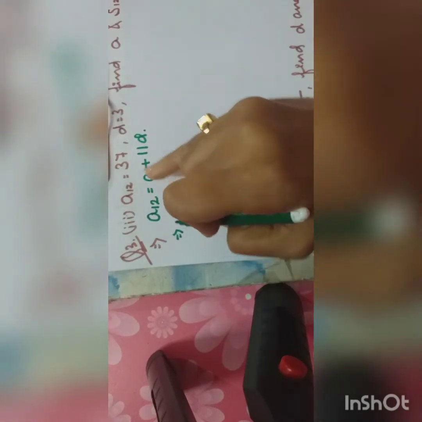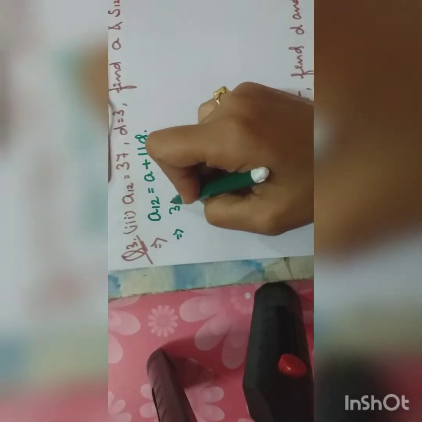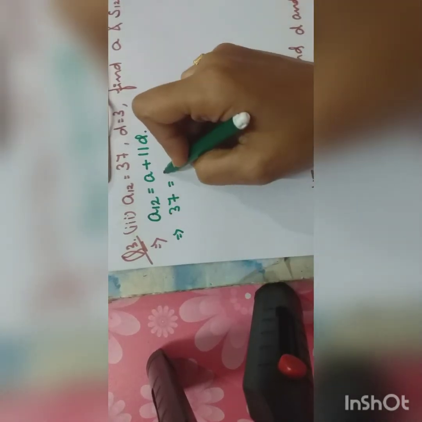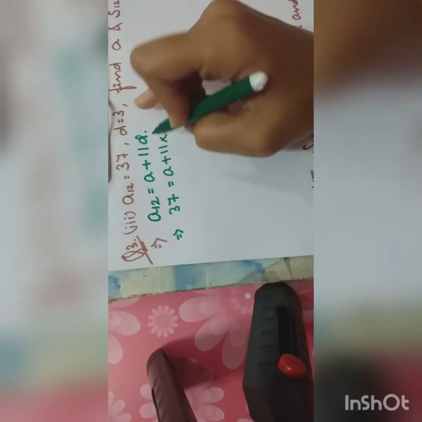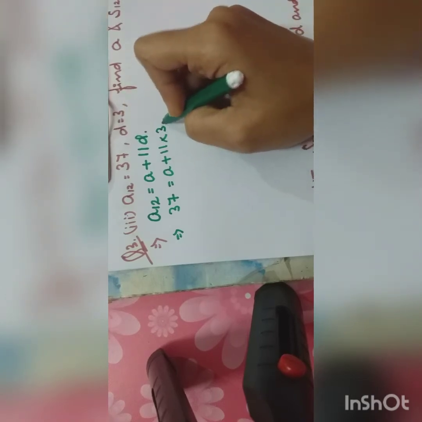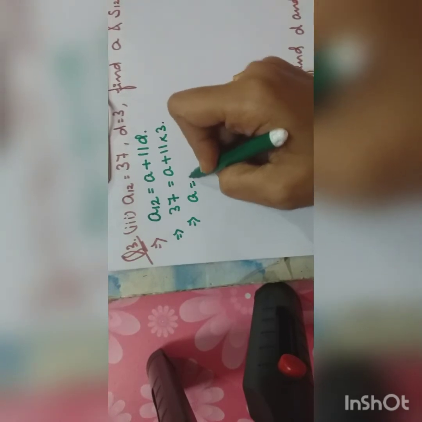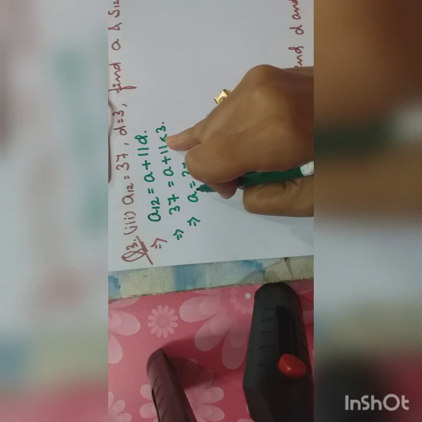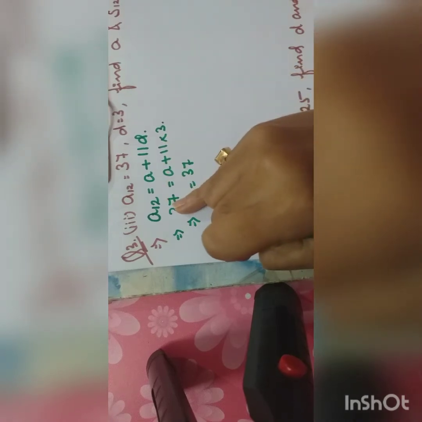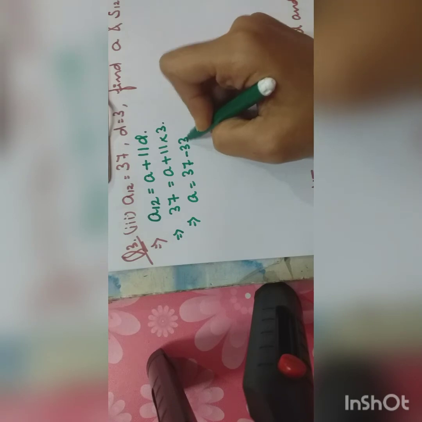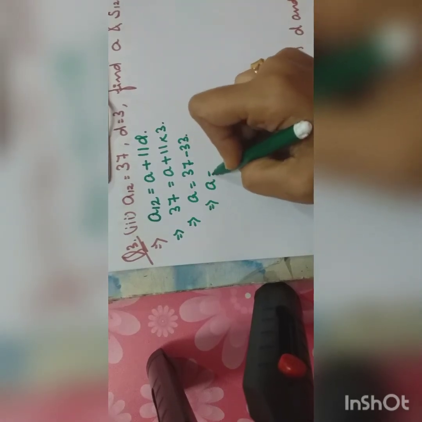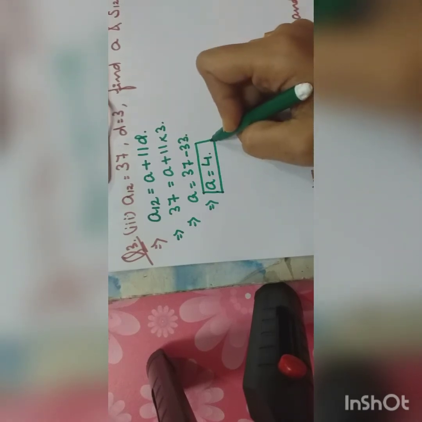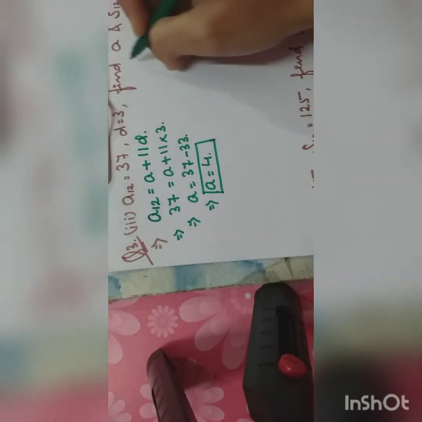Now the a12 value is given to me, that is 37. So I am just replacing the value 37 in place of a12, equals a plus 11 into d, and the d value is again provided to me, that is 3. So when I solve it, 37 equals a plus 11 into 3, which is 33. When this 33 comes to the LHS side, it will be minus 33. So the value of a will be 37 minus 33, that is 4. I have found the first unknown part of the question, that is the value of a.